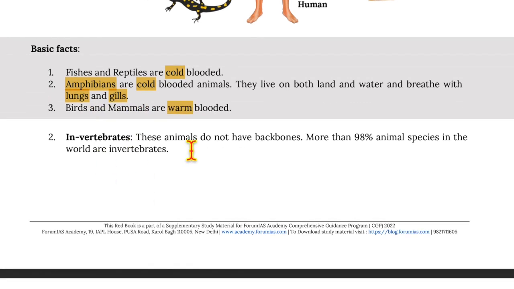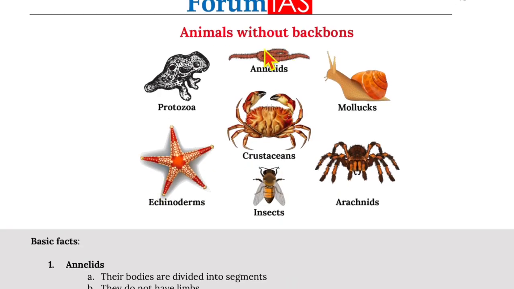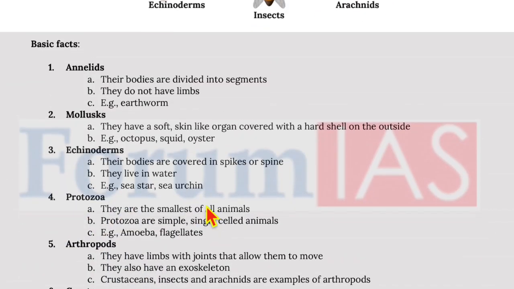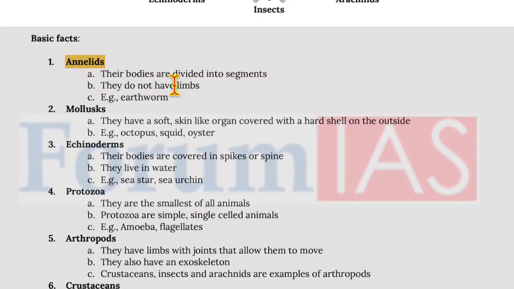Moving on to invertebrates, these animals do not have a backbone. More than 98% of the animal species in the world are invertebrates. Now, invertebrates would include protozoa, annelida, molluscs, crustaceans, arachnids, insects, and echinoderms. Now, annelids would include those organisms which have their bodies divided into segments and do not have limbs. An example would be the earthworm.